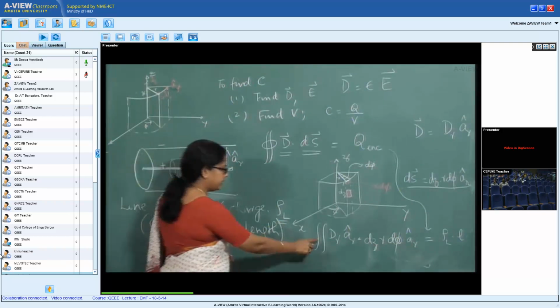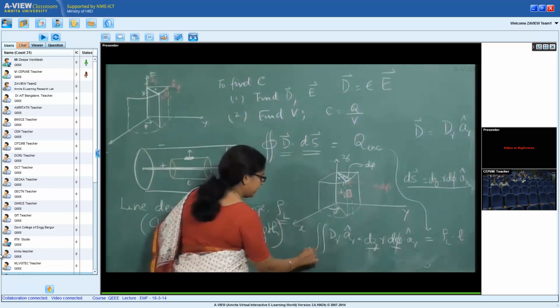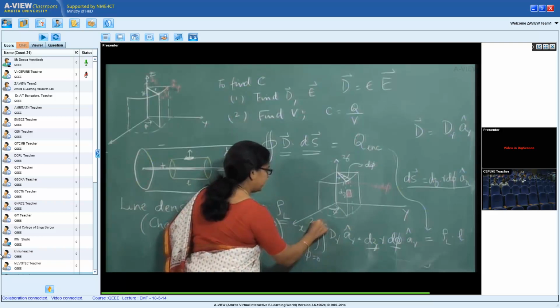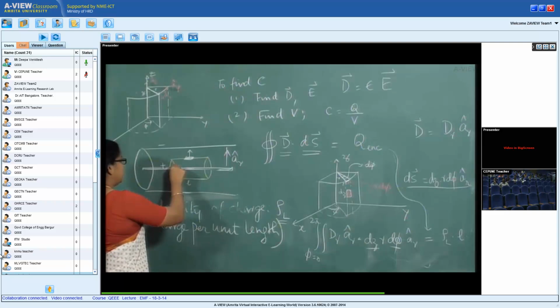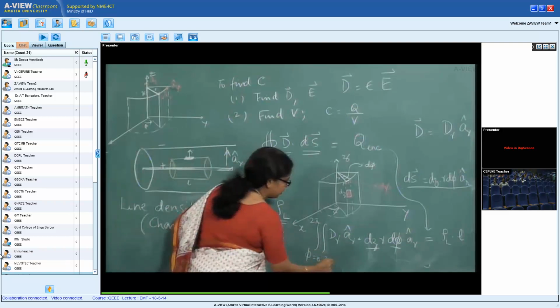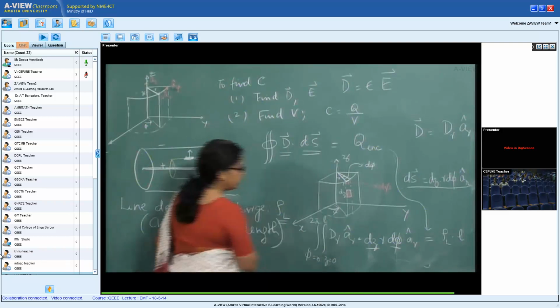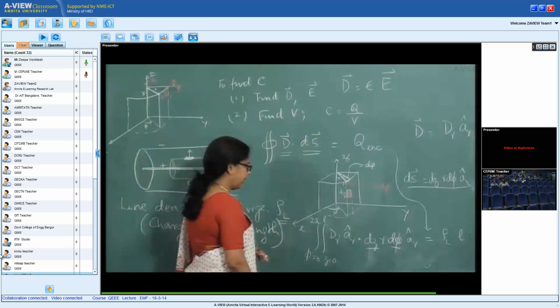What are the limits of integration? I put a double integral because it's a dz and d phi, with phi running from 0 to 2 pi to close the surface in this direction, and to close the surface along the length, my z should run from 0 to L. Now I have to do this integration.